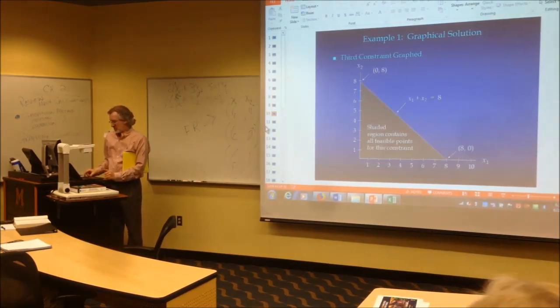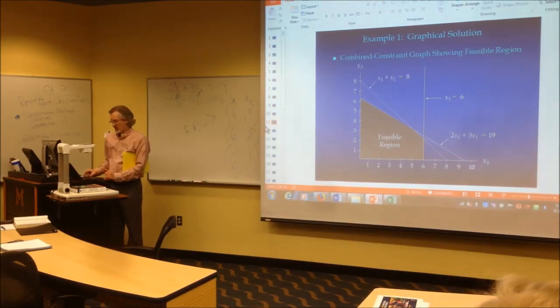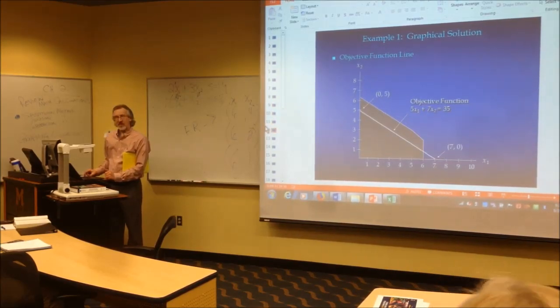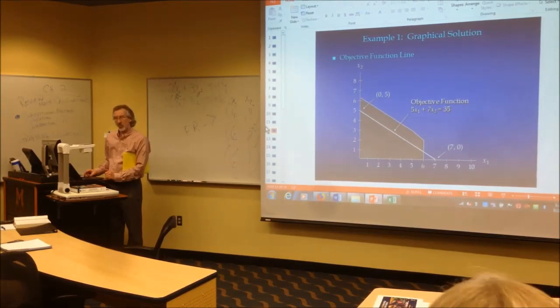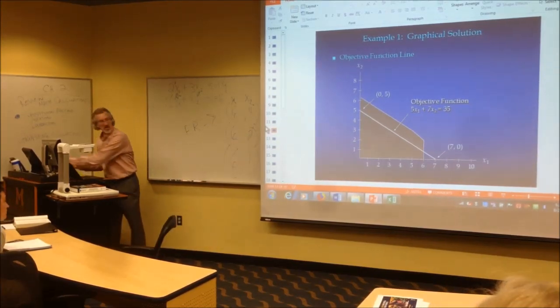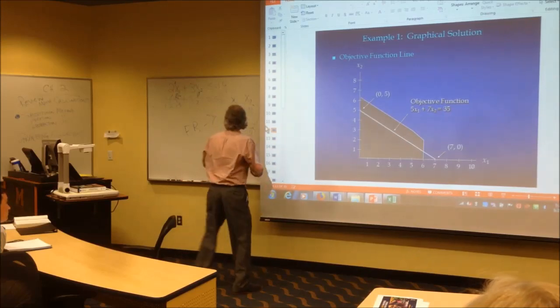Going here, shading where they overlap, feasible region, extreme points. We've got to figure out which extreme points are the optimal solution. We graph that objective function value. I want to give you a hint.